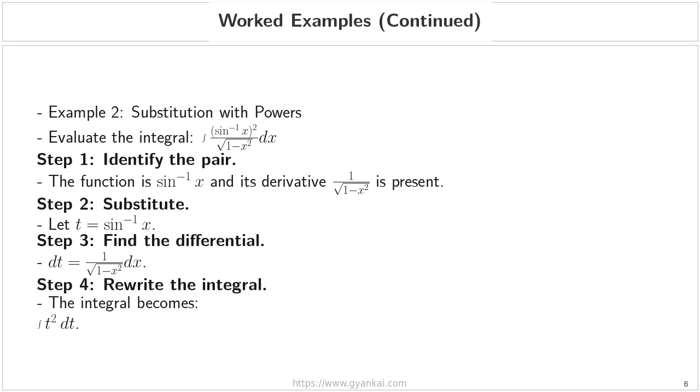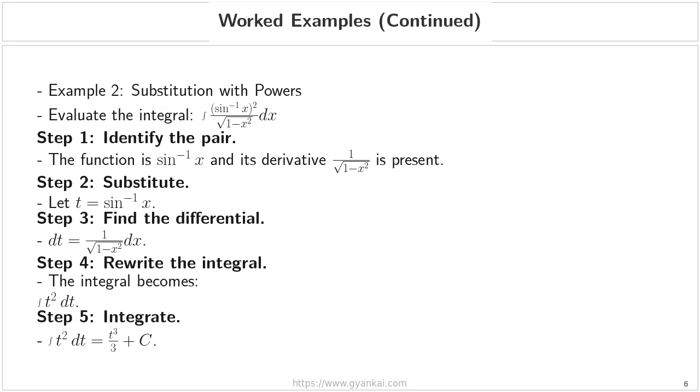Now the magic happens, we substitute. We replace sin inverse x with t, and we replace 1 divided by square root of 1 minus x squared dx with dt. This transforms our original integral into a much simpler form, the integral of t squared dt. See how much cleaner that is? We've turned a transcendental function into a basic power.